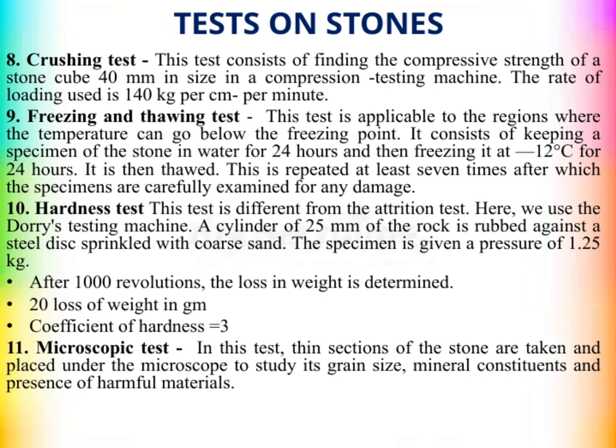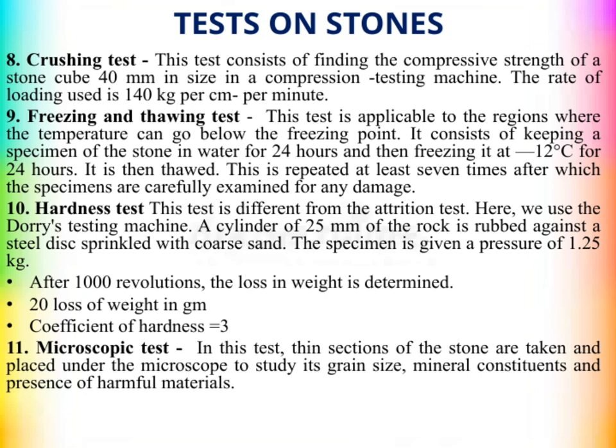Moving on, we have the hardness test, which is a bit different from the attrition test. For this, we use Dorry's testing machine. We take a 25 mm cylinder of the stone and rub it against a steel disc sprinkled with coarse sand, applying a pressure of 1.25 kg. After 1,000 revolutions, we measure how much weight the specimen has lost. The loss of weight in grams, multiplied by a coefficient of hardness, here it's 3, gives us an idea of the stone's surface hardness and resistance to wear.